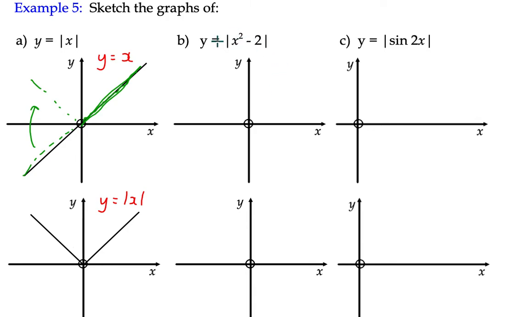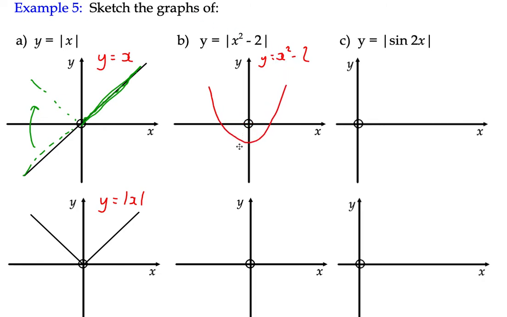Second function, y equals the modulus of x squared minus 2. So if we take away the modulus for the moment, then we're looking for just a graph of y equals x squared minus 2. We know that if we were to do a graph of y equals x squared, it would be a parabola with a turning point on the origin.